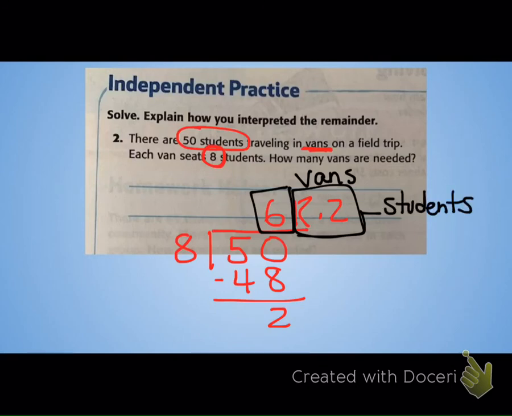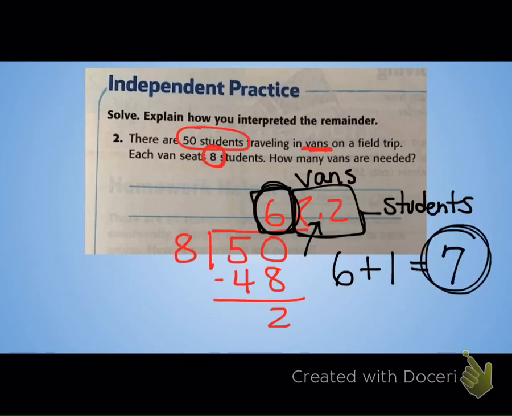So what are we going to do with these 2 students that are left over? What makes sense? What is common sense with these 2 students that are left over? Are we going to leave them behind because they don't fit exactly into the vans? No, that's not common sense. This is a case where we're going to have to take the number of vans and add 1 because we have these 2 students that are left over and we're not leaving those 2 students behind. So in reality, we're going to need 7 total vans, because we have to account for these students that are left over, the remainder of the problem.